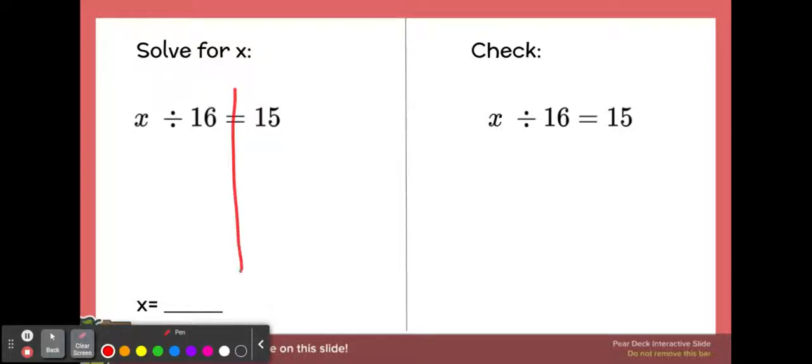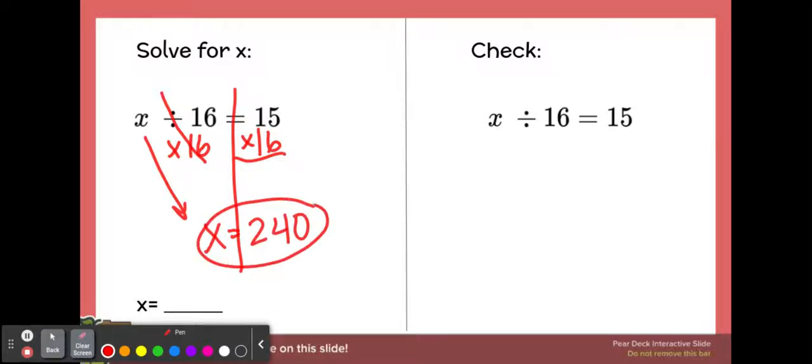So I would split the equation. Okay, x divided by 16, the opposite would be multiplying by 16. Dividing by 16 and multiplying by 16 would cancel out. I'd be left with just x equals, and I would do 15 times 16, which gives me 240. And when I plug it back in over here, I check my calculator, and it does in fact give me 15 equals 15, which is a true statement.